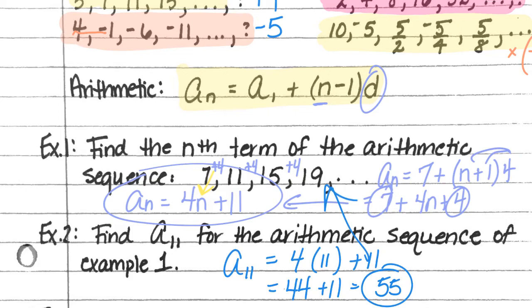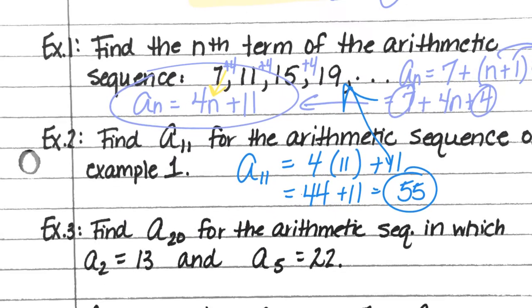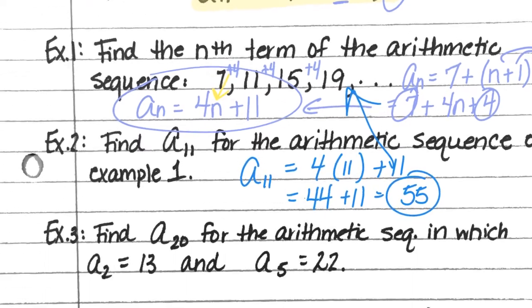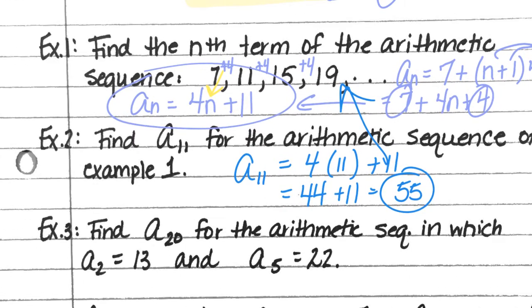All right, we are going to move on to a little bit of a harder question. I'm going to have to use some different areas on my board because we don't have all this room. It says find the 20th term, a sub 20, for the arithmetic sequence in which a sub 2 is 13 and a sub 5 is 22.